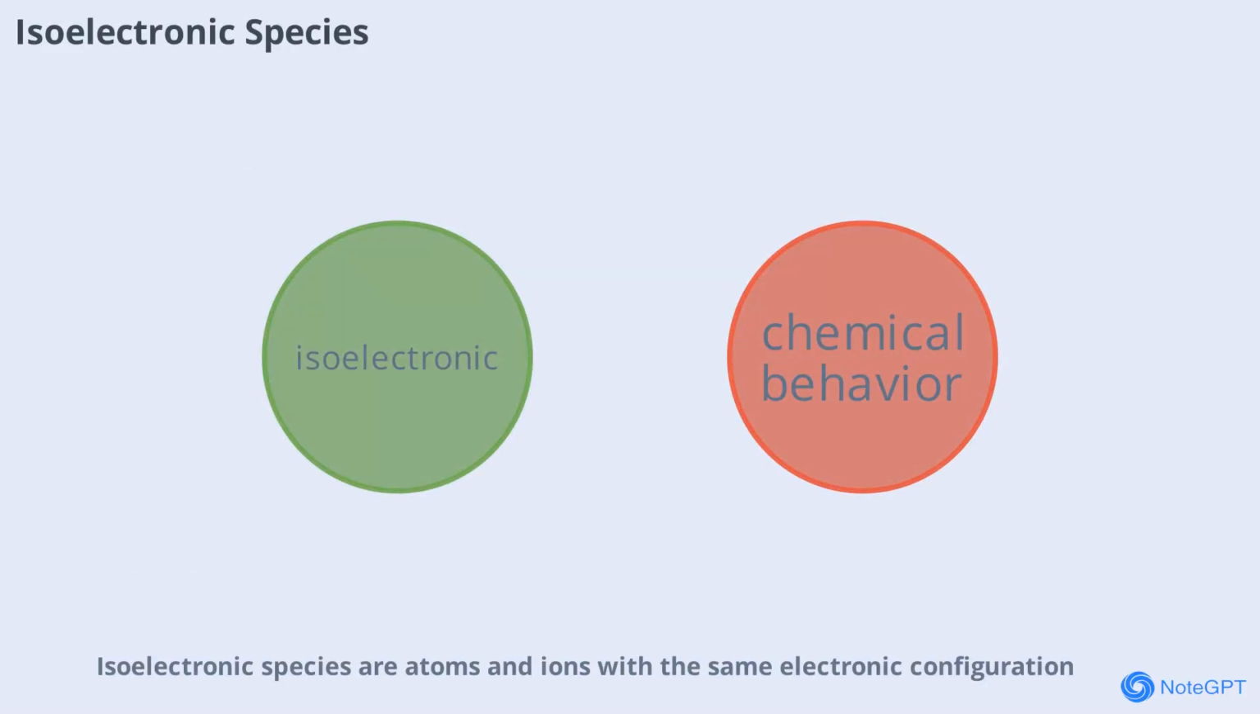Isoelectronic species are atoms and ions with the same electronic configuration. For example, Na+, Ne, and F- all have the configuration 1s2 2s2 2p6. Recognizing isoelectronic species helps in understanding chemical behavior and trends across the periodic table.